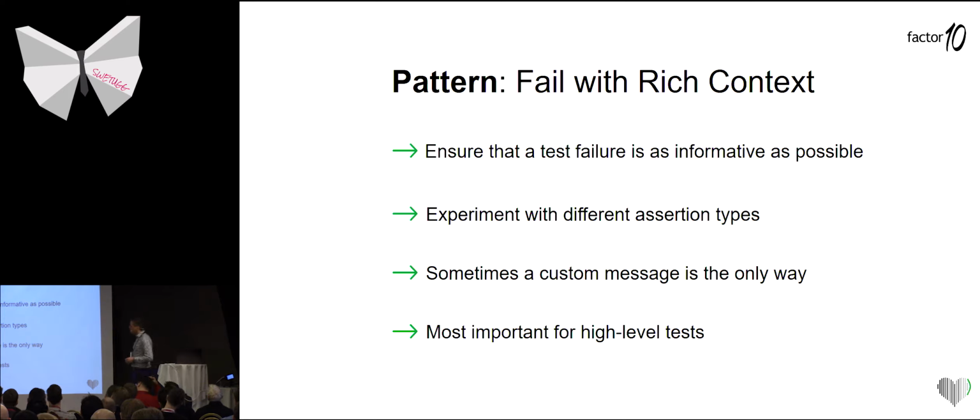This is, of course, most important for high-level tests, because if you have a very, very pointed unit test, then from the test name and the failure, you're likely to figure out what went wrong anyway. But imagine that you have a UI test or API test or something like an integration test. Then the context is often very, very interesting to have. Otherwise, you will have a hard time figuring out what went wrong.